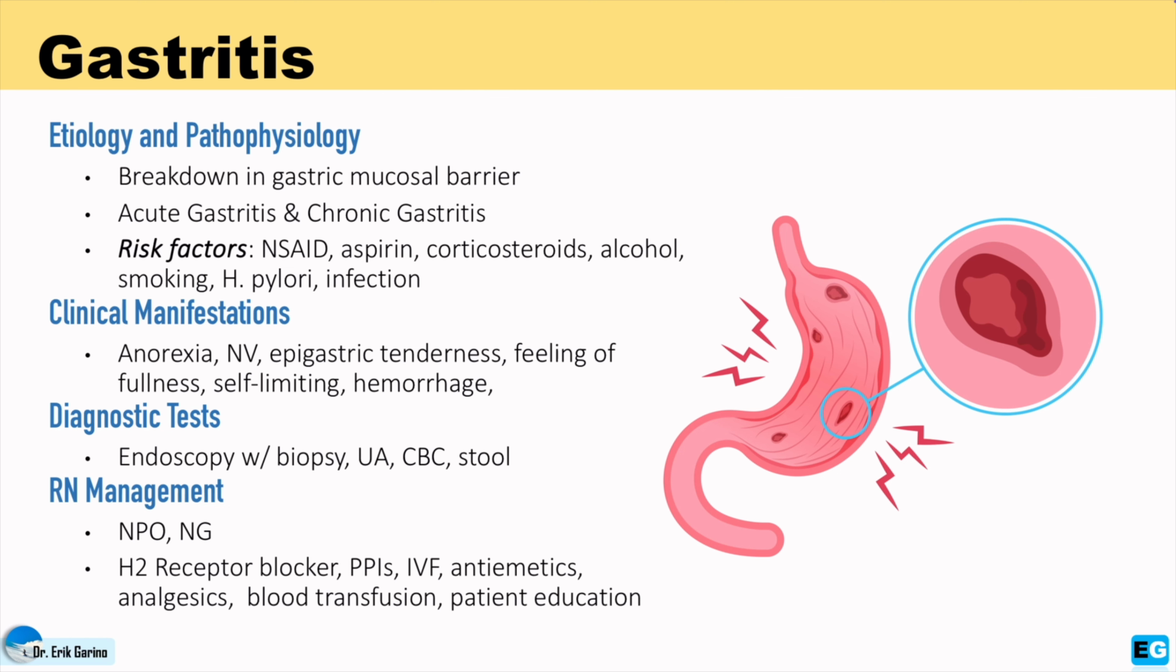IV fluids to maintain normal blood pressure and hydrate the patient, antiemetics to prevent nausea and vomiting, analgesics for pain, and blood transfusion if the patient is actively bleeding and has low H&H. And of course, educate your patient to stop smoking and drinking alcohol and to avoid taking NSAIDs and corticosteroids.